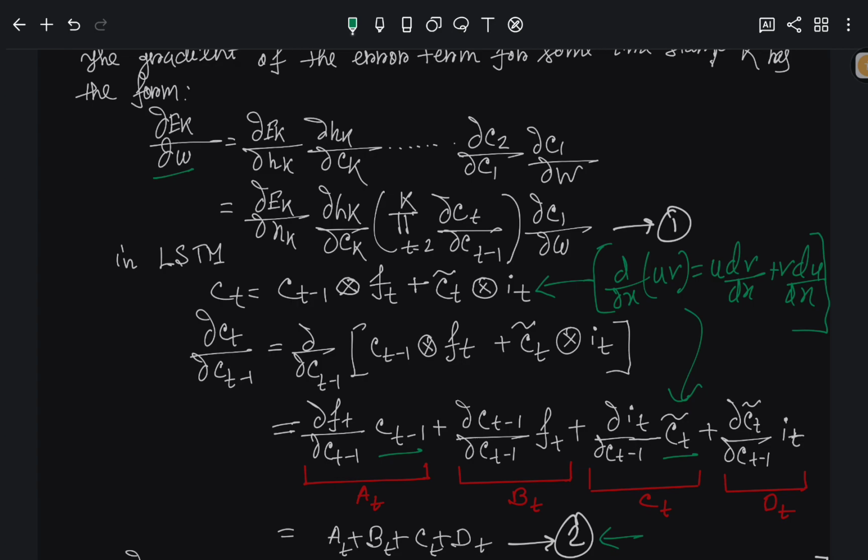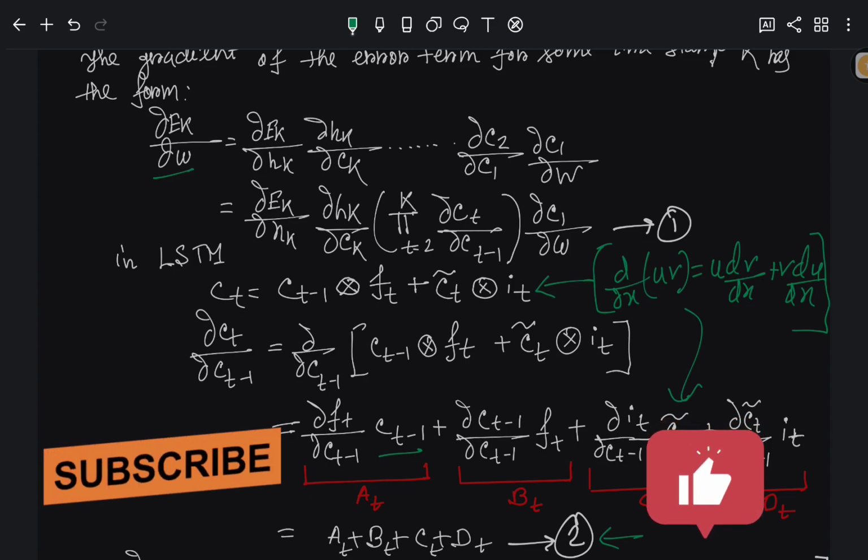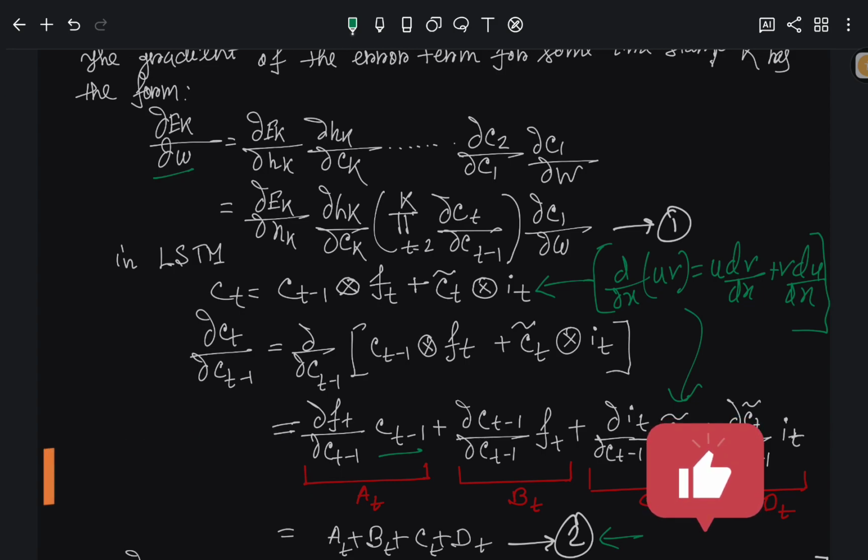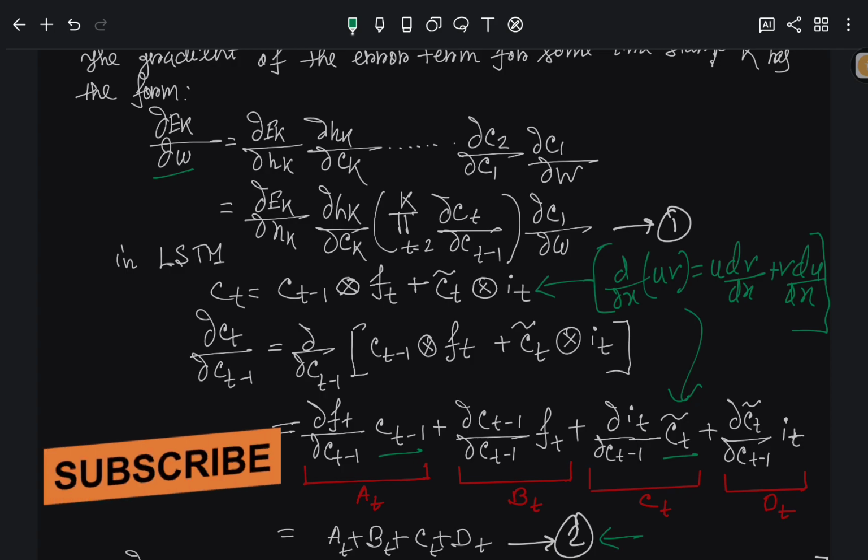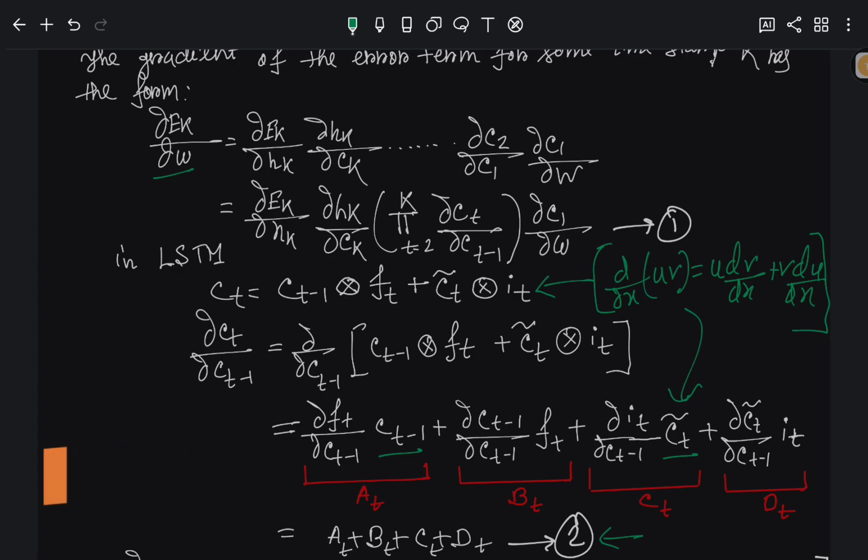So I hope you like this video. So in the next video I will talk about how we can implement an NLP task using the PyTorch LSTM module, so that we will do a hands-on coding part, right?